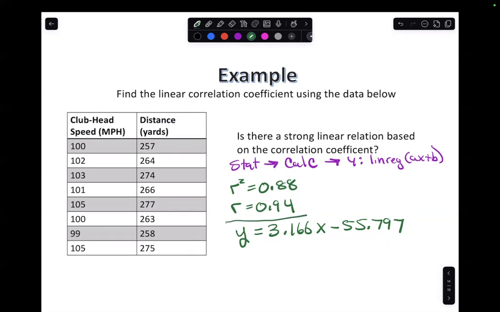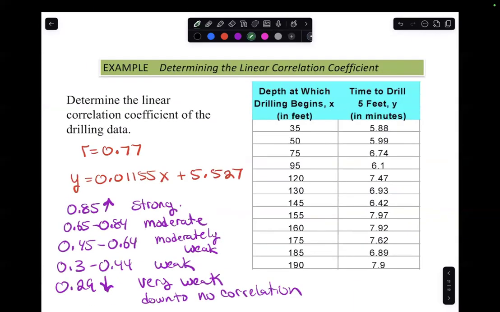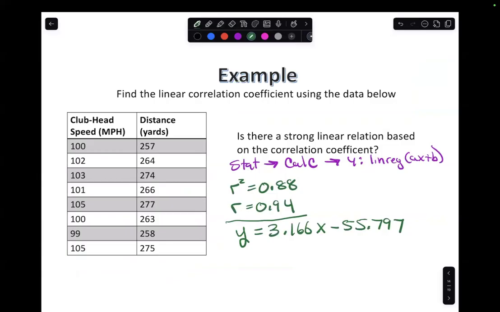We all can agree 0.94 is strong, right? I don't even really need any adverbs there. 0.94 is pretty strong. So I can feel confident that I'm going to get a pretty accurate number using my equation. Using this equation back here, I'm not going to feel as confident because only 58% of the time to drill can be explained by the equation. That's not very strong. I'm not going to say with confidence that at 135 feet down, it's going to be exactly this. I'm not going to feel super confident about that. I'm going to feel pretty confident here.